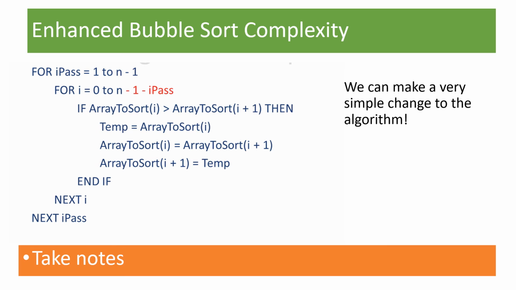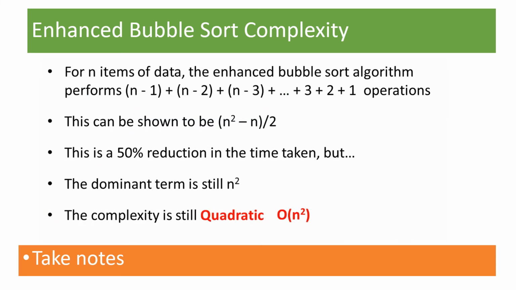So in the loop, highlighted in red, we have 0 to n minus 1 minus i pass. This means for an enhanced bubble sort, the complexity would end up with the following: n minus 1 plus n minus 2 plus n minus 3 all the way to the end until we have 3, 2 and 1 operations left to go. Now this can be represented as n squared minus n divided by 2.